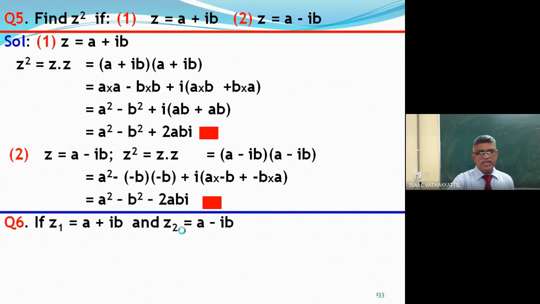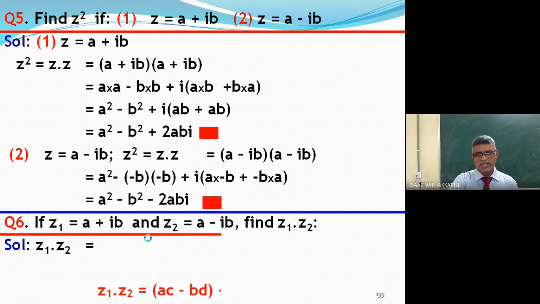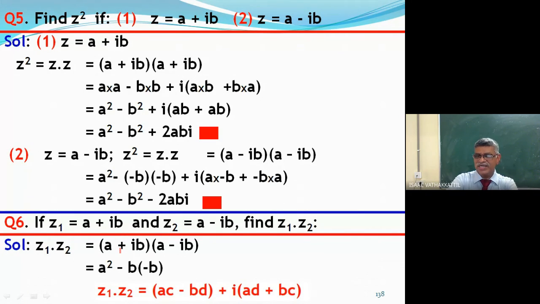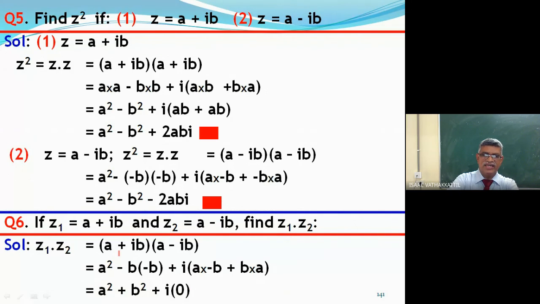Z1 equal to A plus iB and Z2 equal to A minus iB. What will be Z1 Z2? Can you guess? Yes, A plus iB into A minus iB. We multiply AC minus BD, that is A squared minus B into minus B, which is nothing but A squared plus B squared, plus i into (minus AB plus BA). That is simply A squared plus B squared.